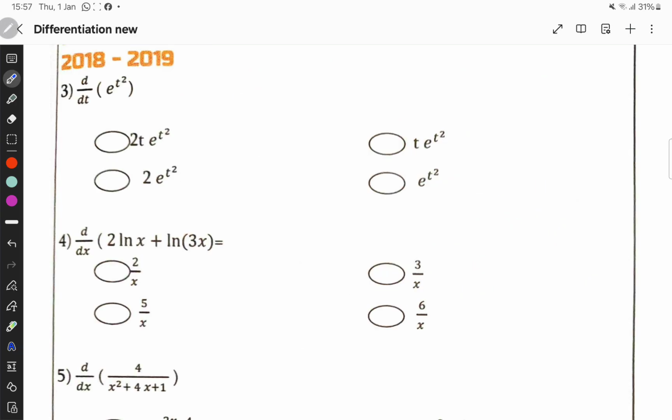Past exam papers. Derivative with respect to t for e to the power t squared. Any e, it's copy paste. Times the derivative of the power, it will be 2t. So it's 2t times e to the power t squared. It's the first one.